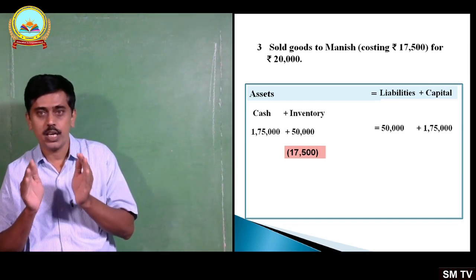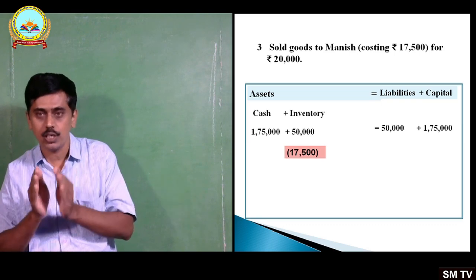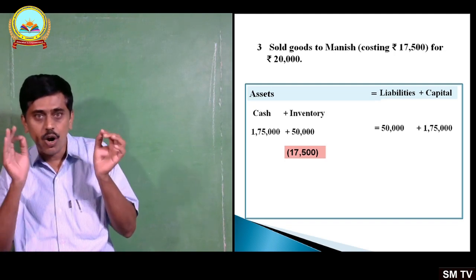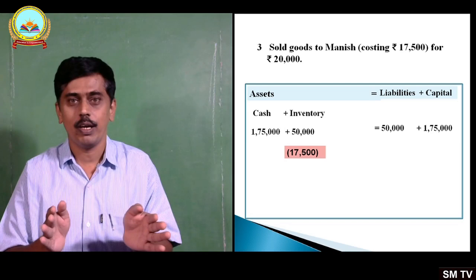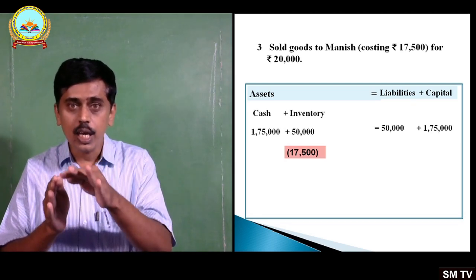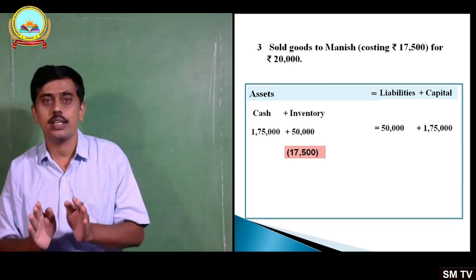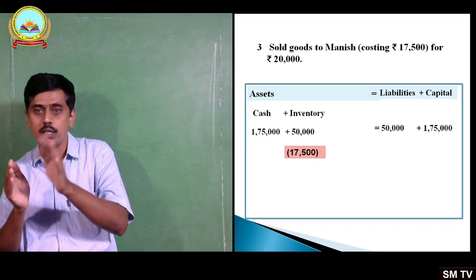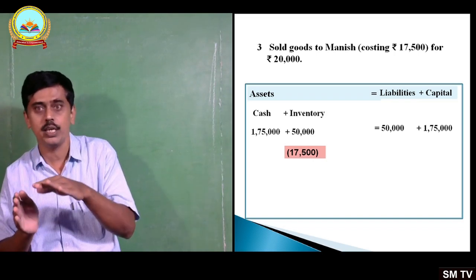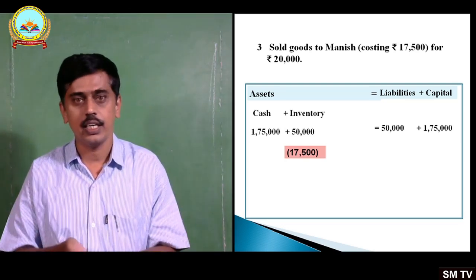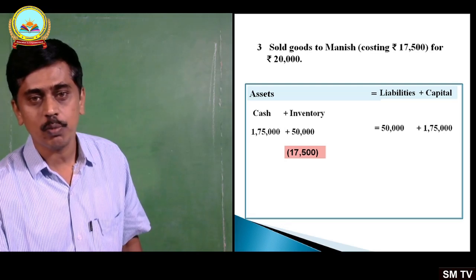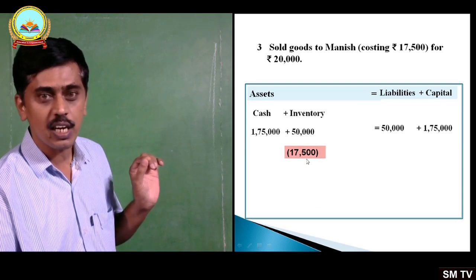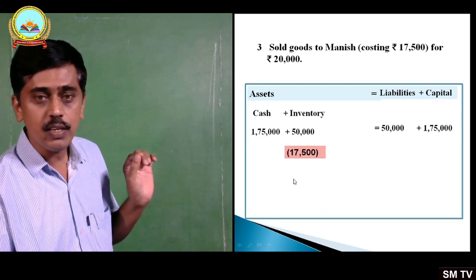When the name of the buyer is given, but whether the goods are sold for cash or on credit is not given in the problem, we assume that as the name of the buyer is given, it is a credit transaction. It is a credit transaction, means Manish is supposed to pay the amount in future. He has not paid the amount now, but he will pay it in future. Such transactions are called credit transactions. So inventory reduces by 17,500. See there, you have to write it in bracket. Coloring not required, but I have highlighted it here. So just write it in bracket.